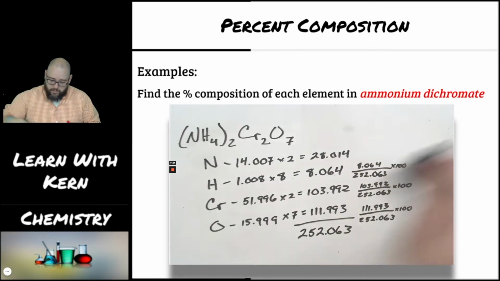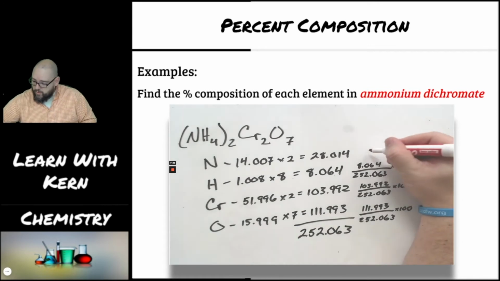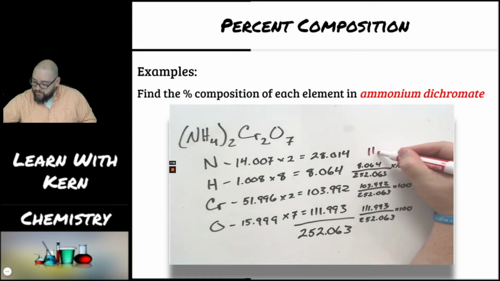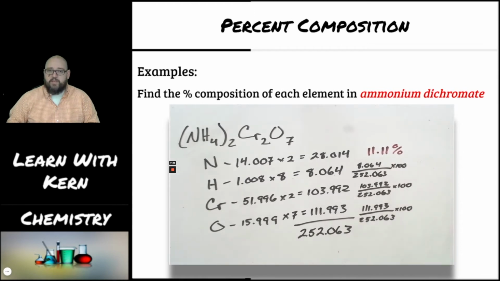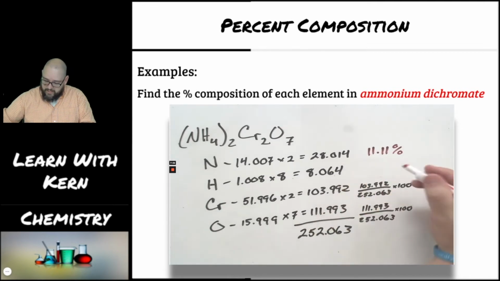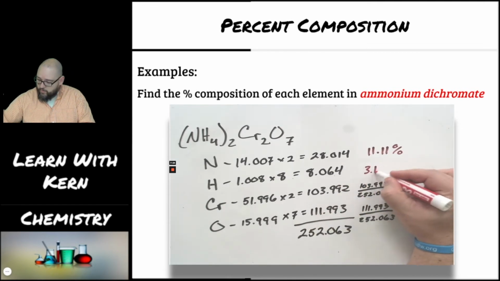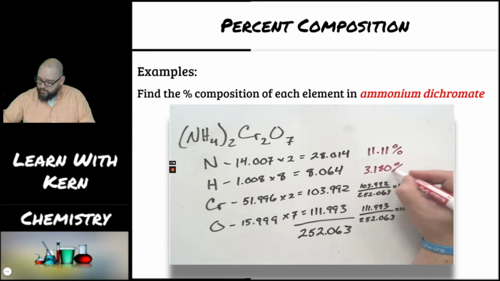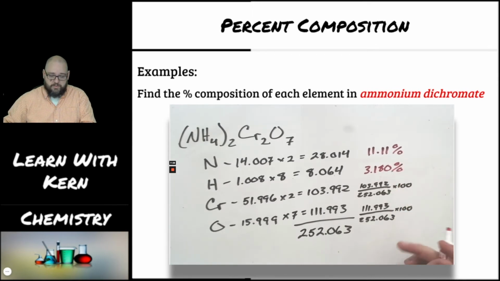So I do the first one, and that gives me 11.11%. Now for this, since these are technically all constants, but we don't want to have numbers just running off, for this we're always going to round our numbers to 4 significant figures, always 4 significant figures. So when I do my 8 divided by the 252, that gives me an answer of 3.180%, rounded to 4 significant figures.